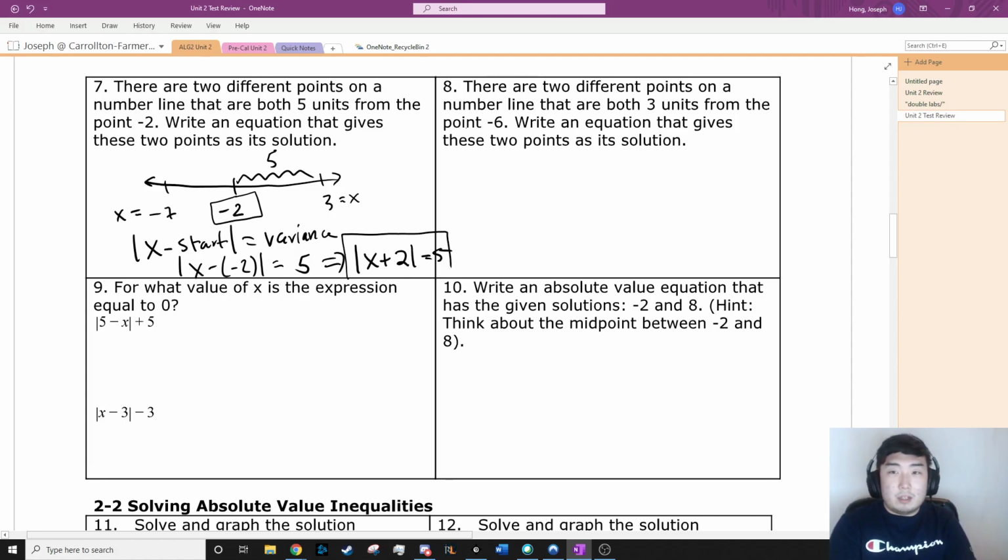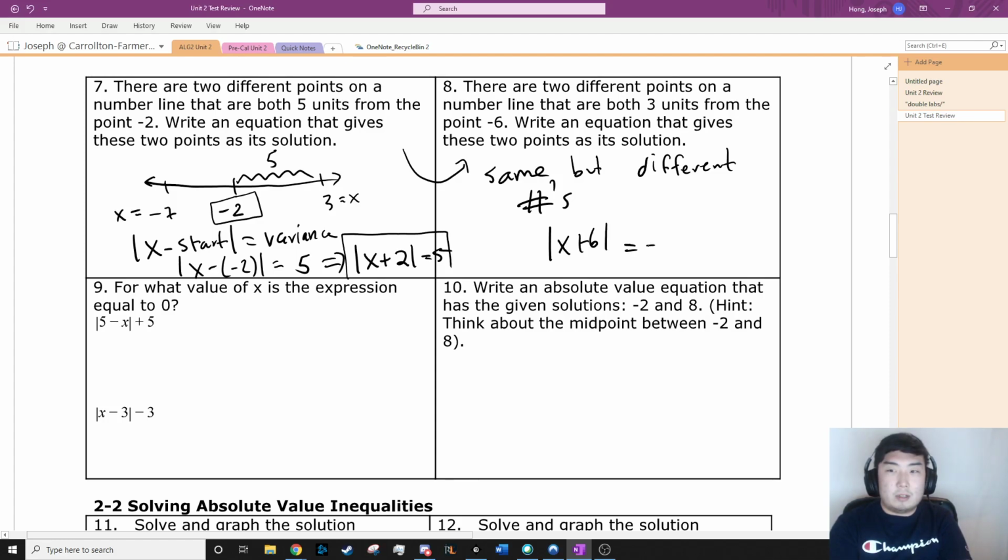Number 8 is another practice problem that has the same exact steps, just different numbers. So I'll pause the video now. In 5 seconds, I'm gonna give out the answer. In 5, 4, 3, 2, 1. Absolute value of x plus 6 is equal to 3. There you go.